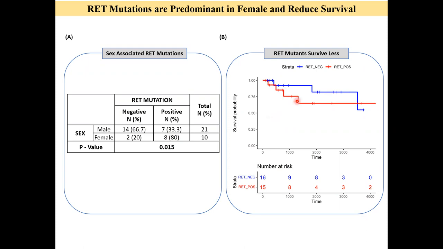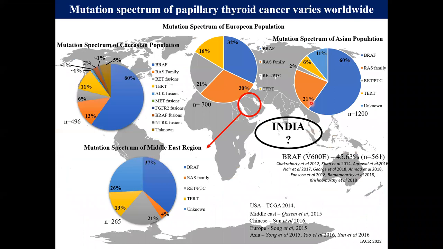These RET mutated patients also show overall poor survival compared to RET negative patients, and we hope that with the help of RET targeted therapies, at least the survival of these patients can be improved far beyond the blue line. We hope so, but that needs to be further tested in these settings. In Caucasians, it has been shown that these patients benefit highly from RET targeted therapy. So that is the landscape of medullary thyroid.